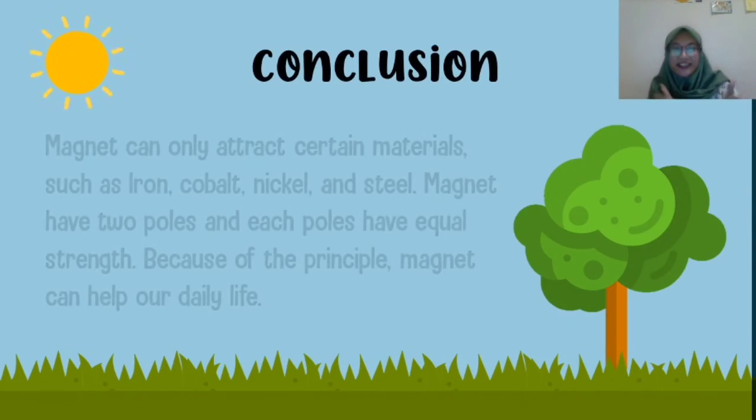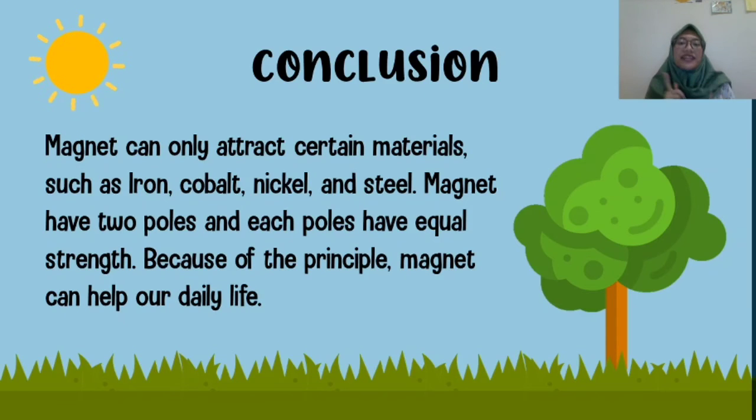And the conclusion: magnets can only attract certain materials such as iron, cobalt, nickel, and steel. Magnets have two poles, and each pole has equal strength. Because of this principle, magnets can help our daily life.